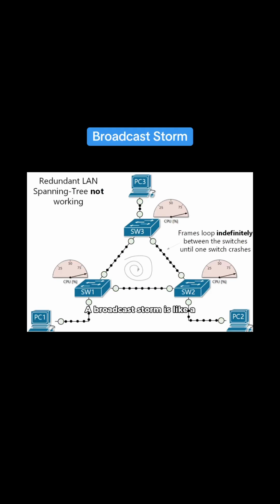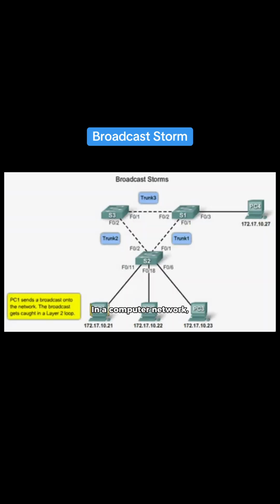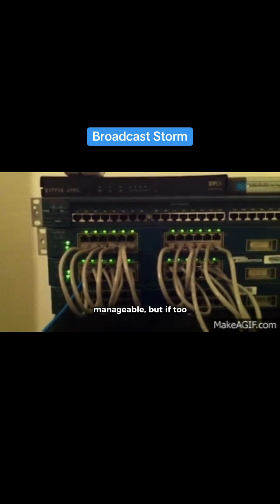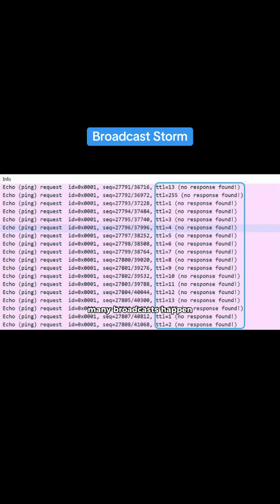A broadcast storm is like a group of people in a room all talking loudly at the same time, making it impossible for anyone to understand anything. In a computer network, devices sometimes send messages to all other devices called broadcasts. Normally, this is manageable, but if too many broadcasts happen at once, it creates a broadcast storm.